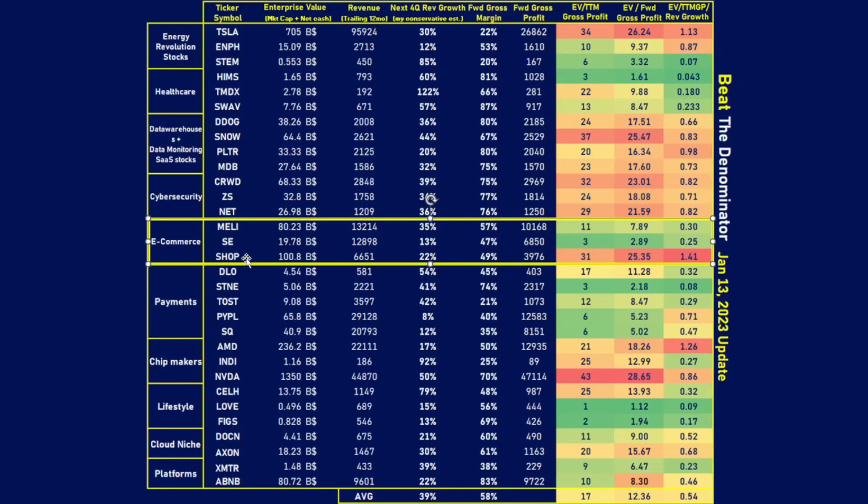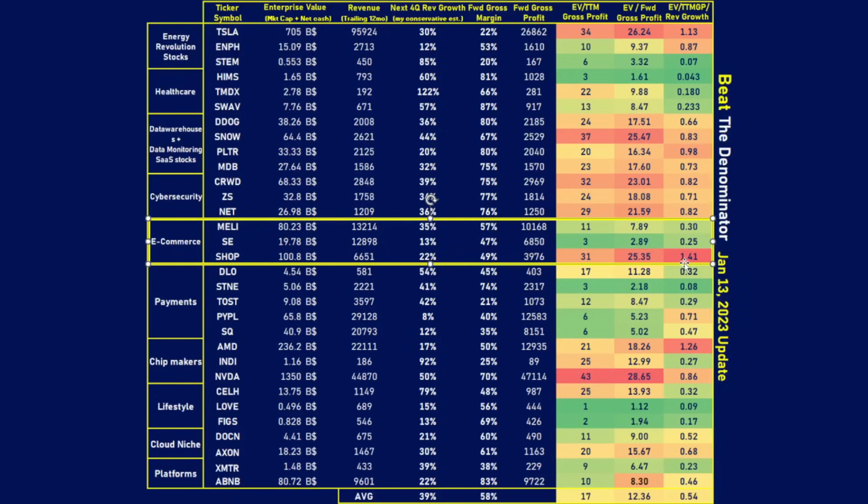The last stock is Shopify. I used to own Shopify. I sold Shopify. Shopify is extremely expensive at a 1.41. And frankly, this is a pattern that I've noticed with tons of Canadian stocks. Canadian stocks are expensive.